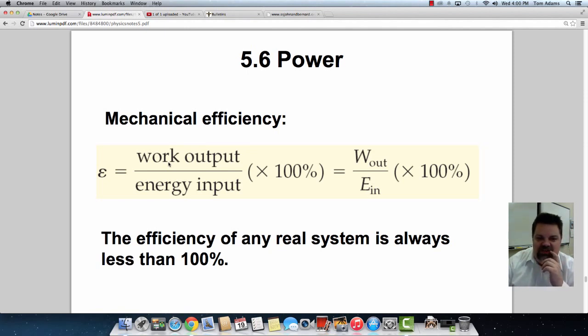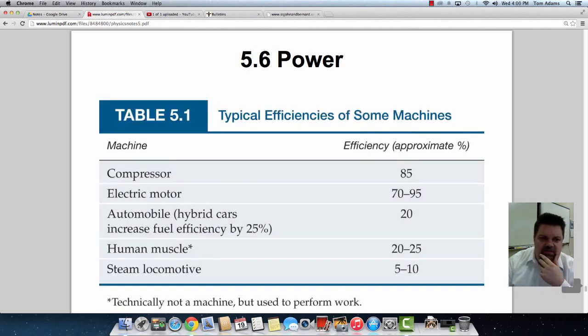And so to give you an example of what I'm talking about, an air compressor is only about 85% efficient. In other words, I'm going to put 100 joules into this machine, and I'm only going to get out about 85 joules of work. Same with an electric motor. If I pump in 95 joules of energy, I'm only going to get out about 95 joules of work. Automobiles are about the same. Human muscle is technically not a machine, but in terms of work output, compared to energy input, I'm going to get about 25%. And here we see the steam locomotive is about 10% efficient.